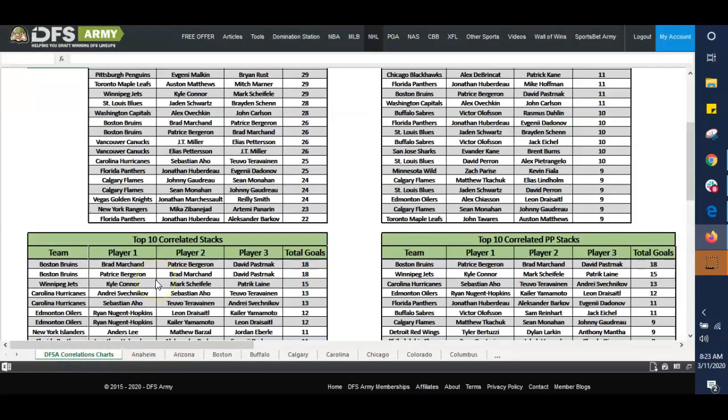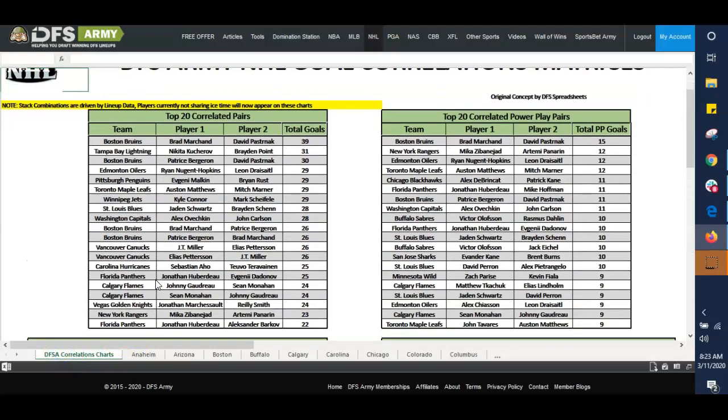So let's walk through this a little bit. Go back over here to the correlation charts, and you can see that overall in the NHL, Boston Bruins have the top correlated pair in Marchand and Pastrnak. 39 goals that these two are in on it together. You can see Bergeron and Pastrnak, and then you come down a little bit farther, you can see Marchand, Bergeron, Bergeron, Marchand. Whoever scores and whoever gets the assist, you can see how many goals they've correlated.